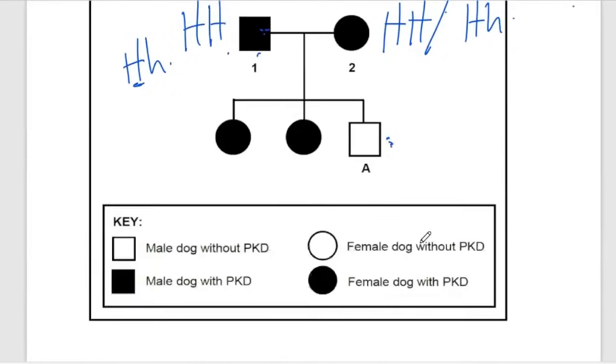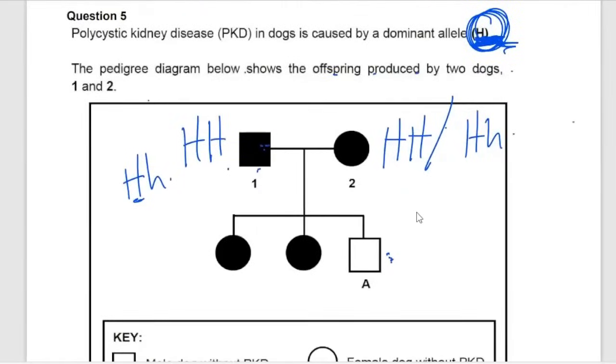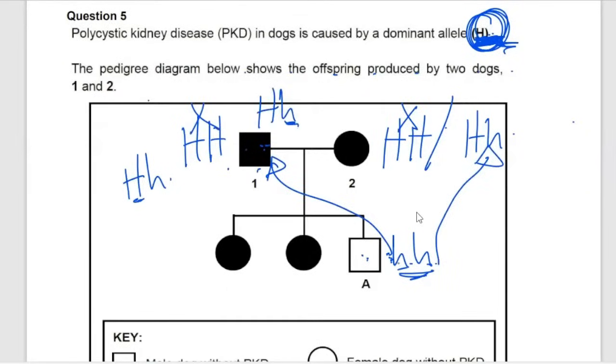Now for those not affected, this individual is going to be small h, because it's caused by a dominant allele. Whenever you see a capital H, it means that individual is sick. If they produce a kid who has these two, then one came from the father and one came from the mother. Therefore, they can't be this one. So one H comes here, and another H comes there.